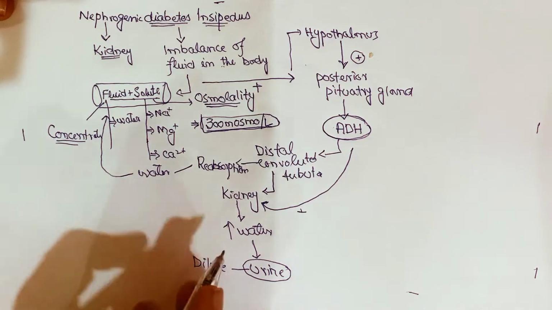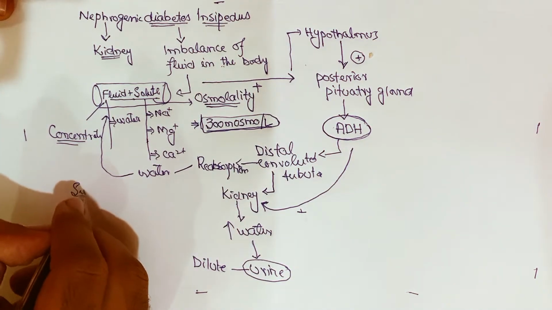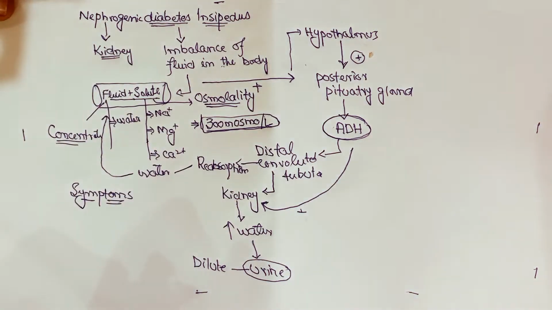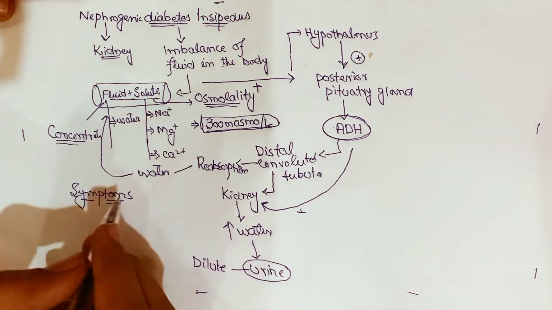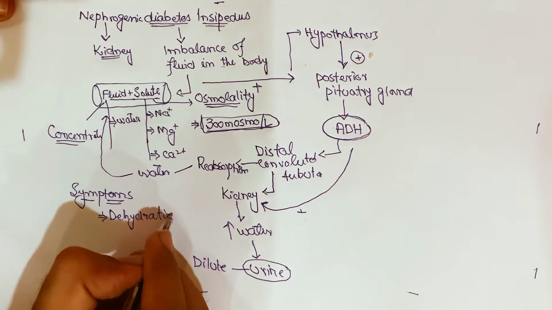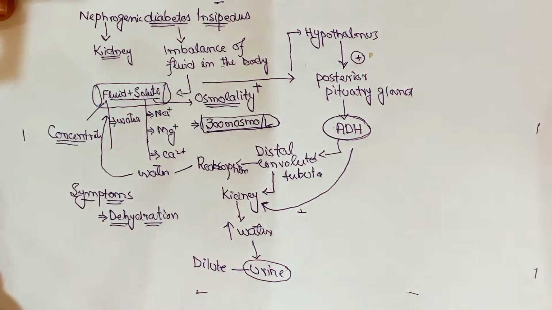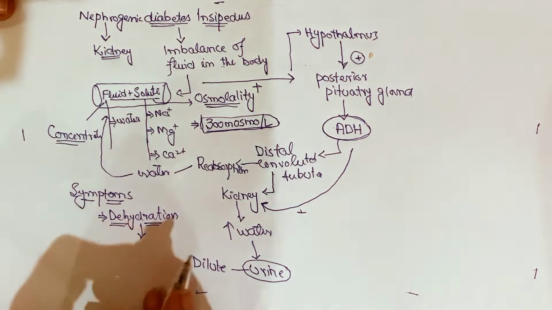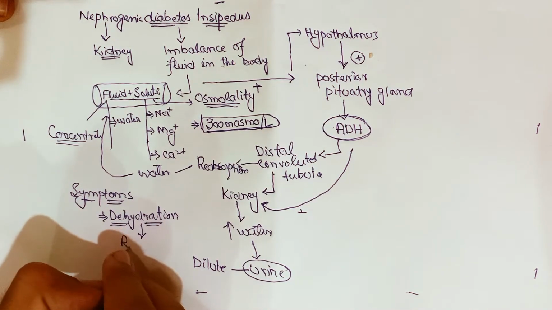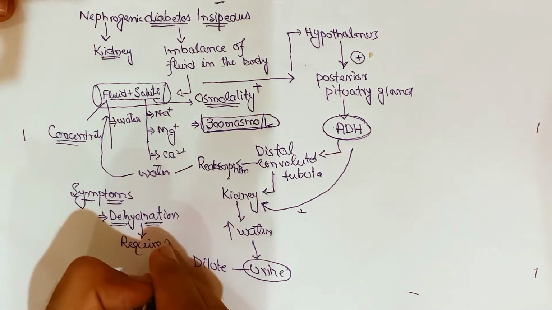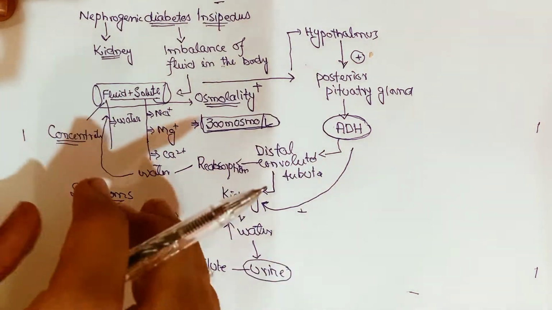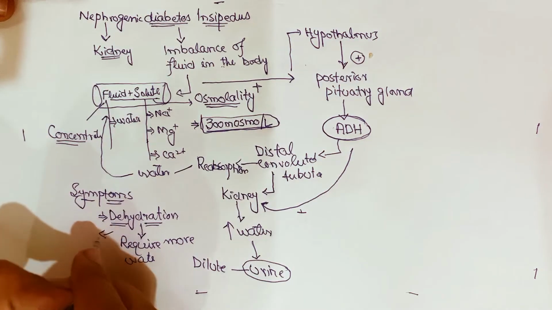And as a result, what will be the symptoms of nephrogenic diabetes insipidus? Due to more loss of water, there will be dehydration of the body. The body will be more dehydrated and will also become more thirsty, meaning the body requires more water. So the person will drink more water.